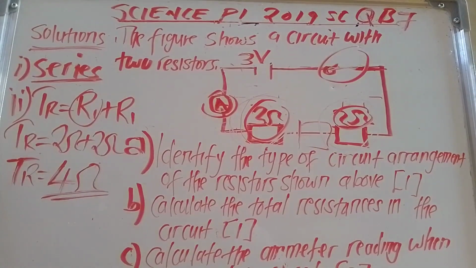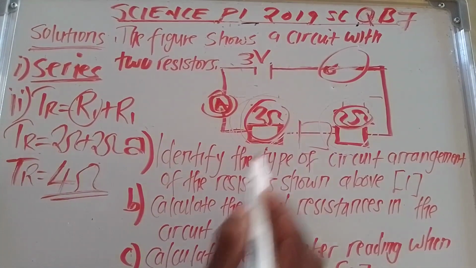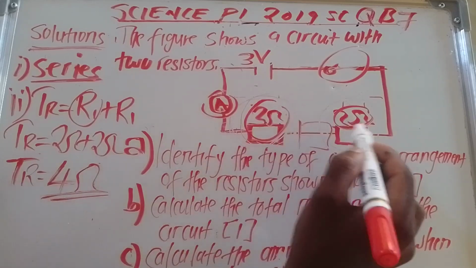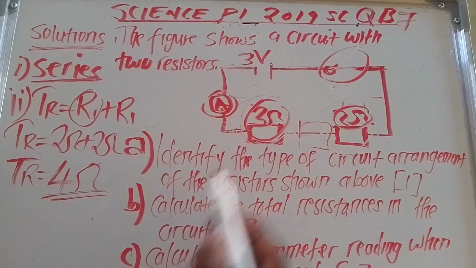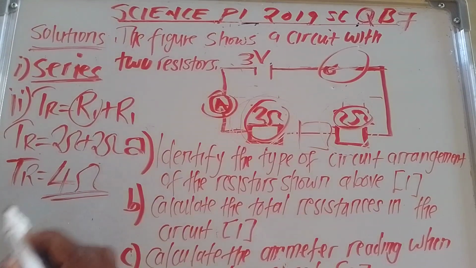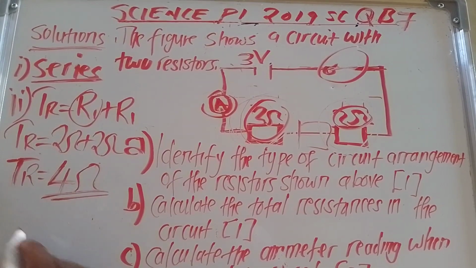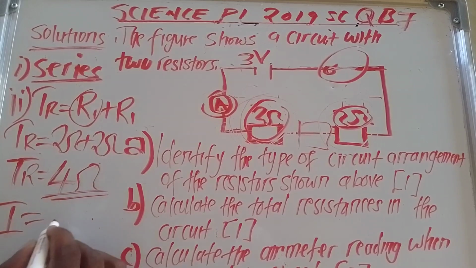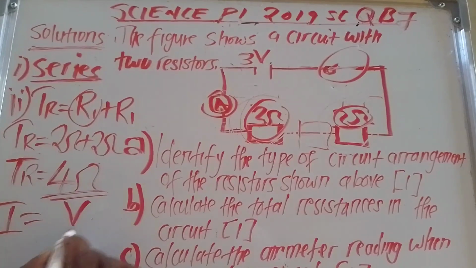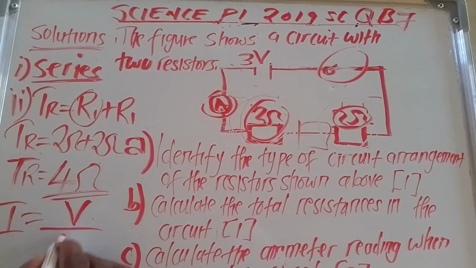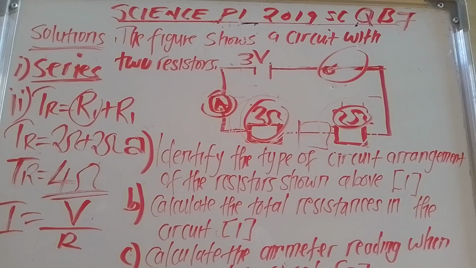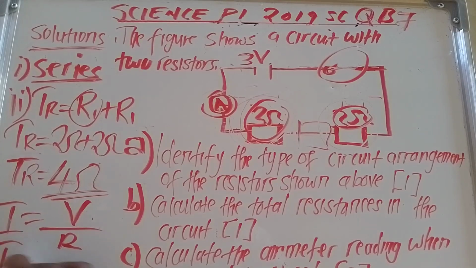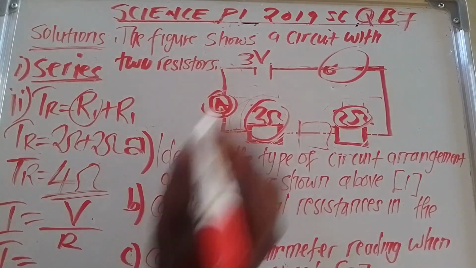Now for you to calculate the current when the circuit is closed, remember we're having two resistors, so what we're going to do is simply calculate the total current. How do we calculate the total current? Current is represented by the letter I. Current is going to be the total voltage over the total resistance. So what is our total voltage?